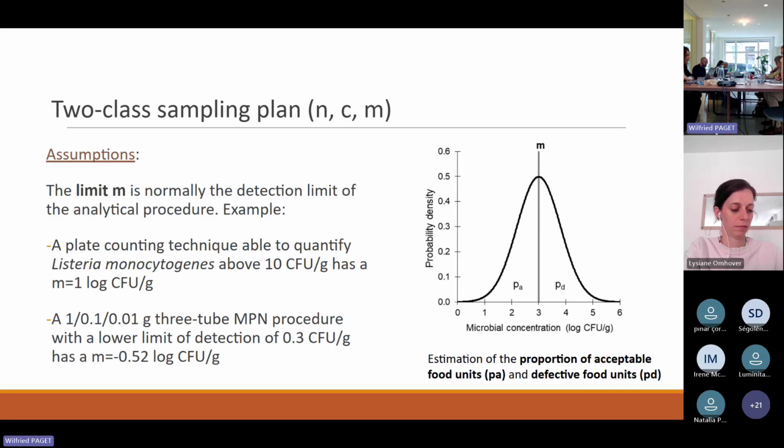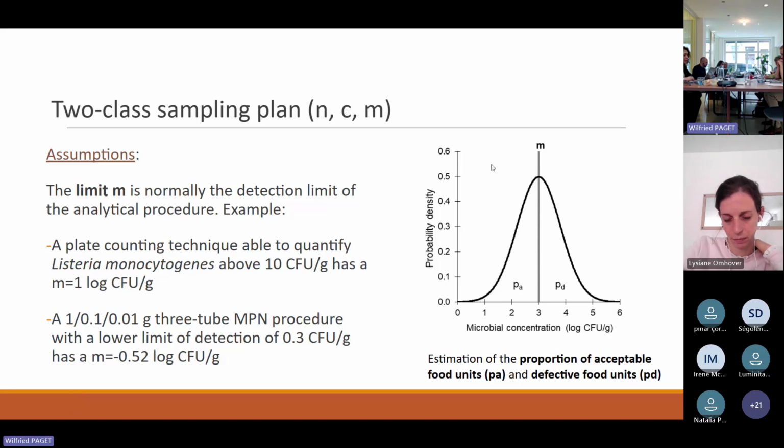Now imagine you are using a 3-tube, most probable number testing protocol. Therefore, for 0, when you get 0 in the 3 tubes, the limit of detection is 0.3 CFU per gram, and if you take the logarithm of this amount, it's minus 0.52.